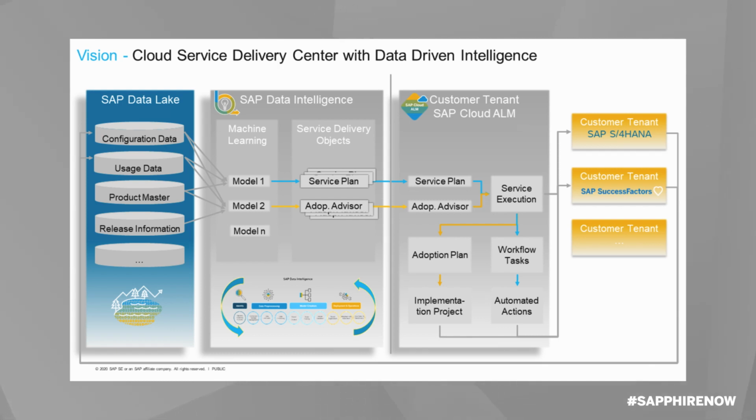What we can now build in the cloud out of that, with SAP Data Intelligence models, is that we can create for each and every tenant service plans and an adoption advisor automatically based on artificial intelligence. And you get that back into your SAP Cloud ALM tenant as a service plan and an adoption advisor for your service execution.